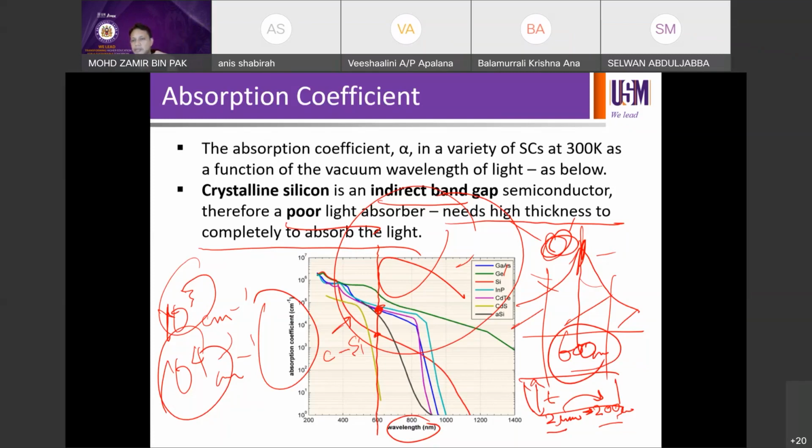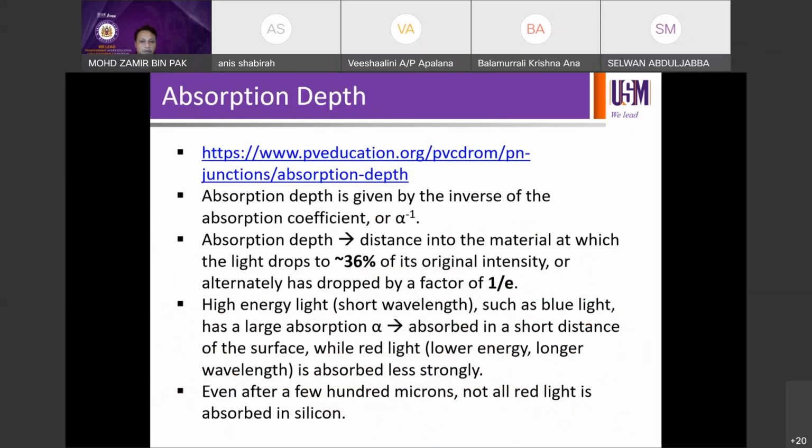So that's the economics. So maksudnya what we learn in physics, you can stretch that to industry and economics and stuff. But it boils down to physics. Okay. Right. So absorption depth is another thing, which is the inverse of alpha. Absorption depth is essentially 1 over alpha.